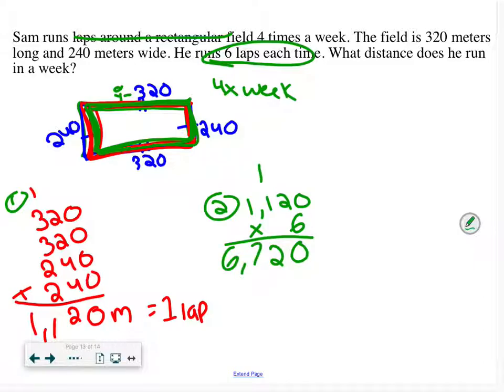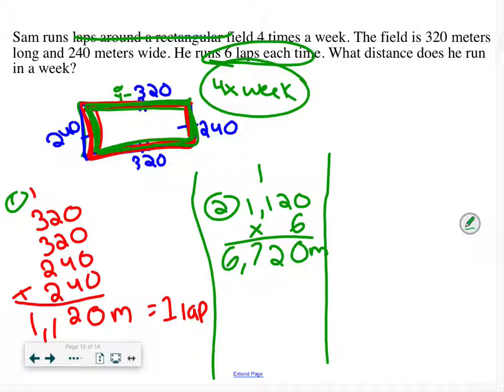And that means that each day that he runs, it's 6,720 meters. I'm going to label it because meters, miles, kilometers, they're all different measurements, and I want to make sure that I know what I'm doing. All right, now I'm not done because I'm forgetting about this piece right here, is that he runs this 4 times a week. So maybe he runs Monday, Tuesday, Wednesday, and Thursday. This right here is just a Monday. He needs to also do this Tuesday, Wednesday, and Thursday because he runs it 4 days a week.